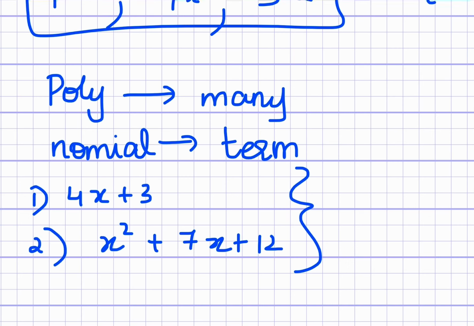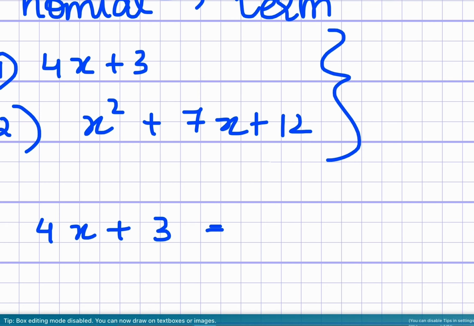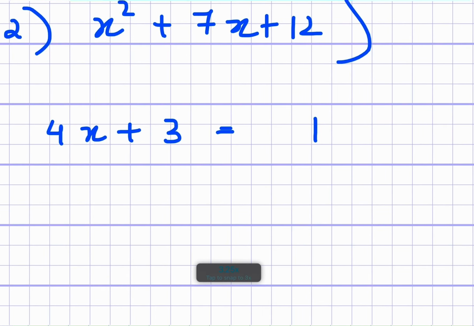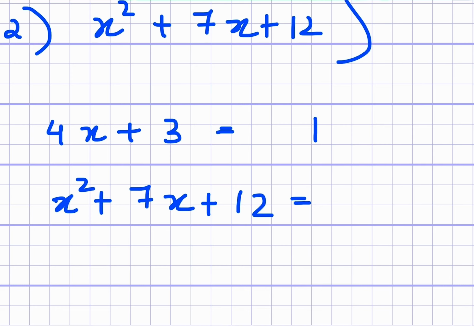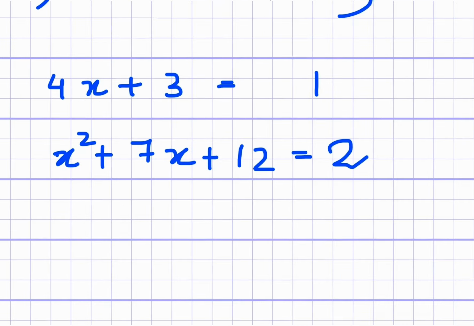Now we'll learn about the degree of a polynomial. The degree of a polynomial means the highest power of x in p of x. For example, take 4x plus 3. What is the highest power of x in this equation? It is 1. So the degree of the polynomial is 1. In x square plus 7x plus 12, the highest power of x is 2. So the degree of the polynomial will be 2.